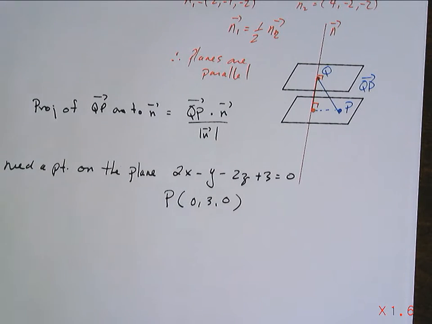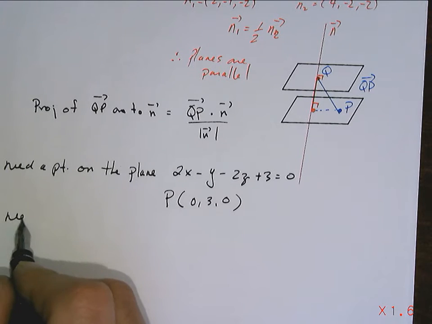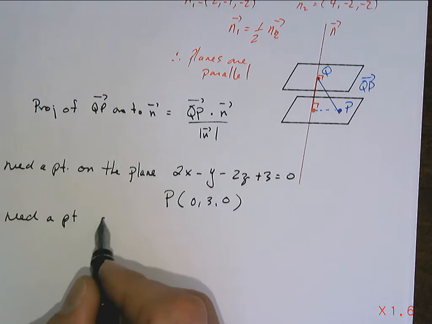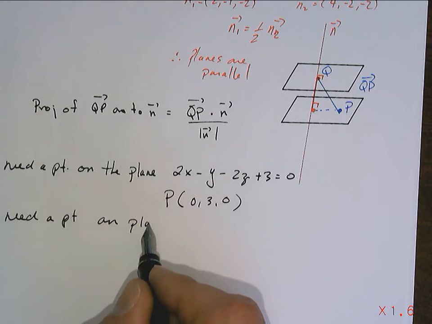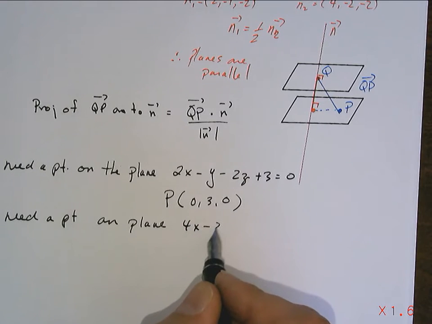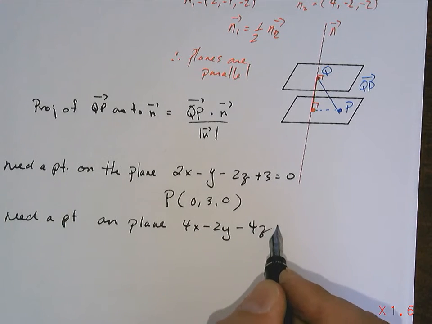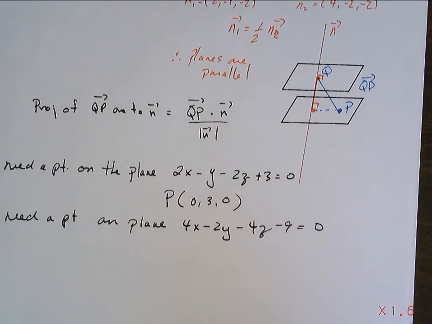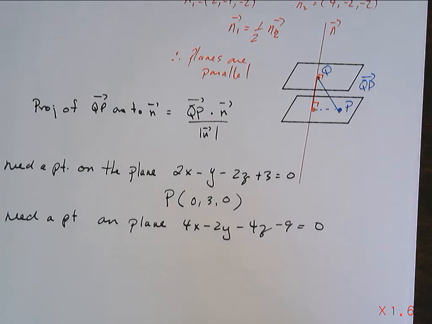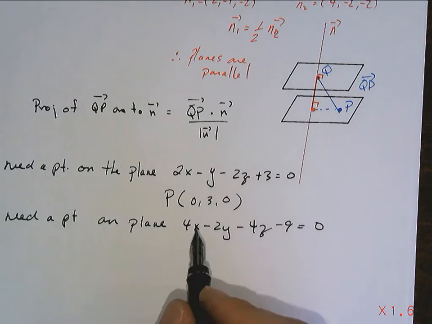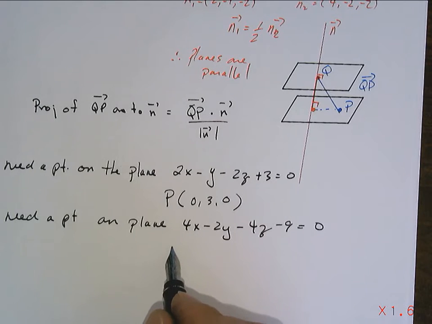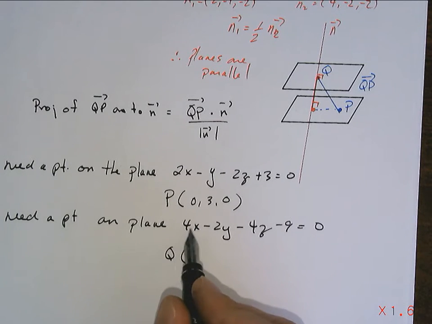I need a point Q. I need a point on 4x minus 2y minus 4z minus 9 equals 0. I'm thinking this one's a little bit more interesting. Why don't I do something fun? Why don't I do 2 of these? So I'll do 2 of those, so I get 8.